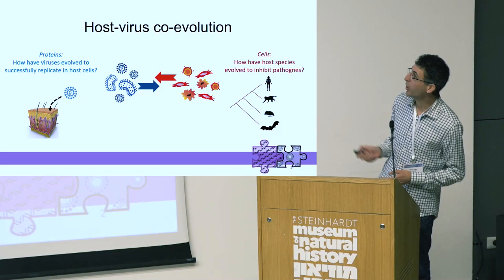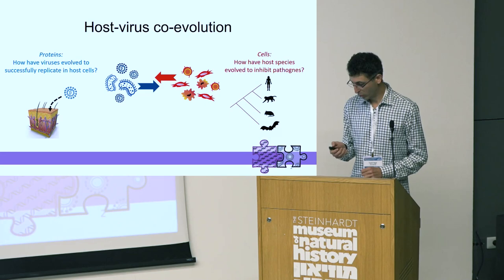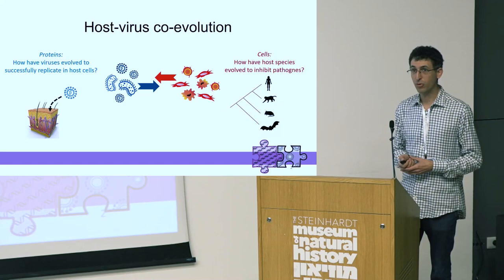Okay. So our lab works on the coevolution of hosts and viruses and their interactions, and we work on them at two different levels. At the level of cells, we ask how the host species have evolved during the course of evolution to inhibit pathogens, especially viruses. I'm not going to talk about this today.